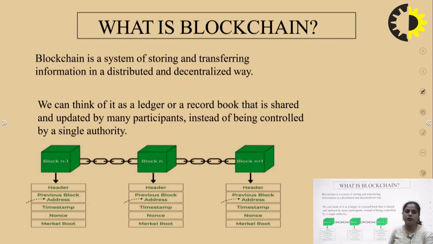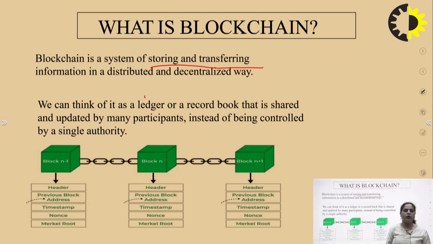Now, what is the blockchain? Here we can see that there are different blocks forming a chain. When new transactions come to the network, they are stored in the form of a block, and that block is added to the previous blockchain. Blockchain is a system of storing and transferring information in a distributed and decentralized way.